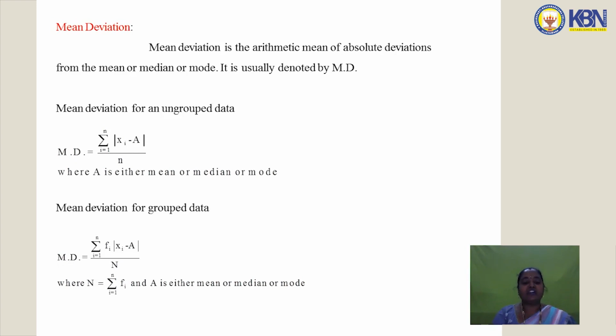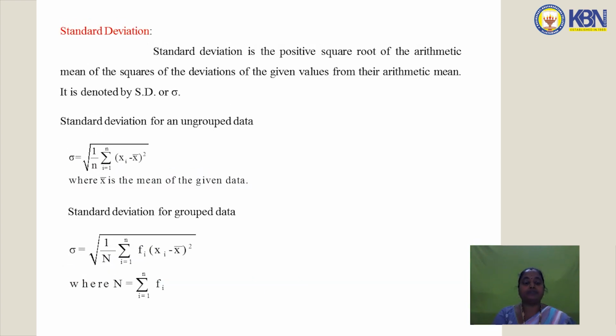And mean deviation for grouped data. For the discrete or continuous series, the mean deviation is summation fi into mod xi minus A by N, where capital N denotes total frequency and A denotes either mean or median or mode.